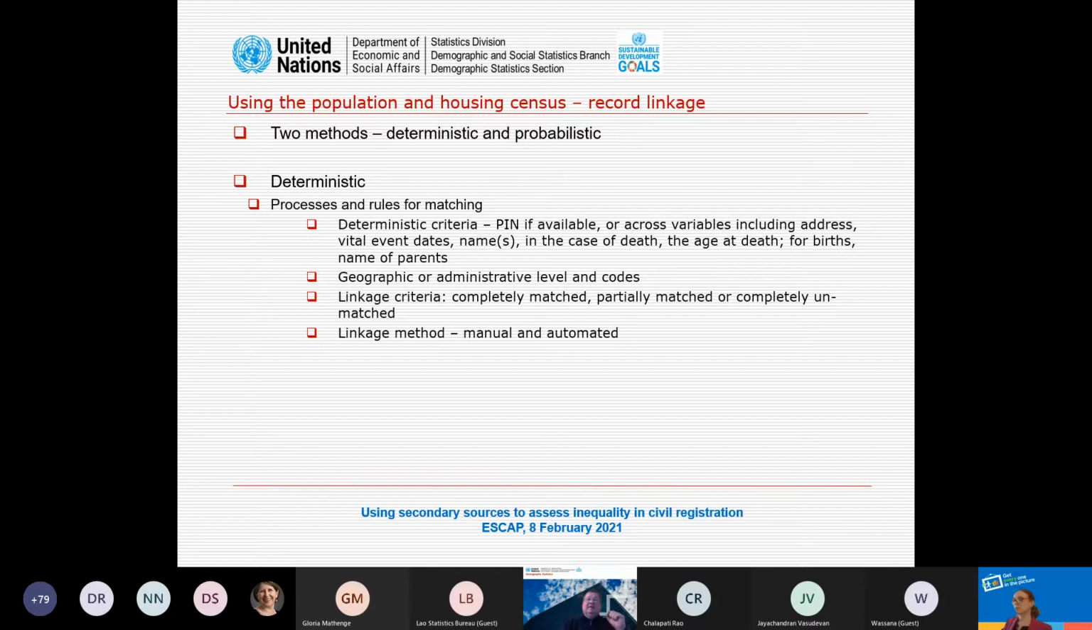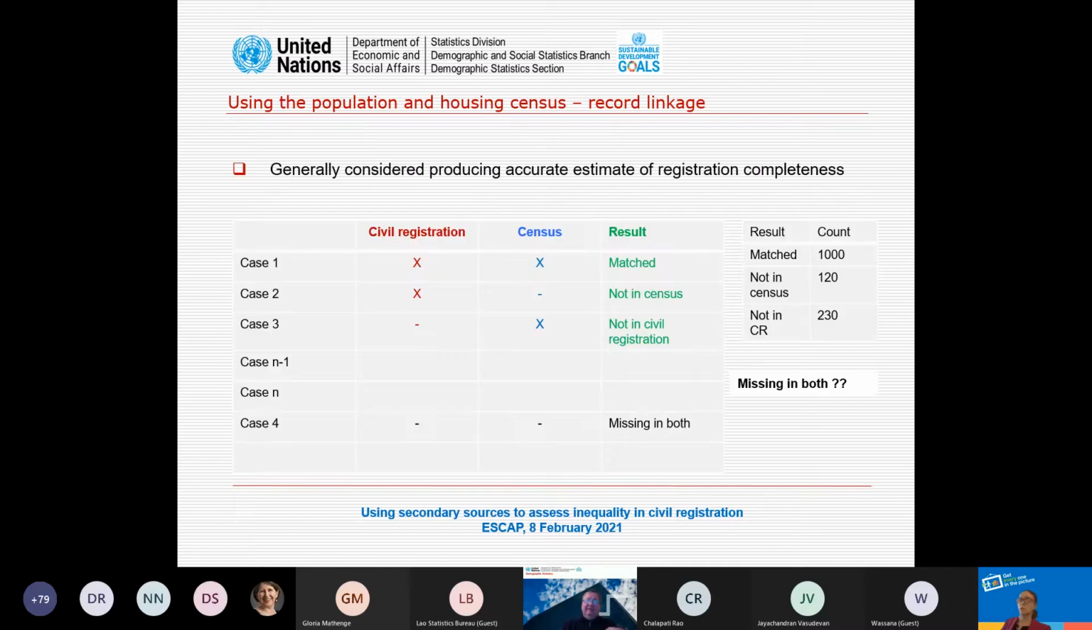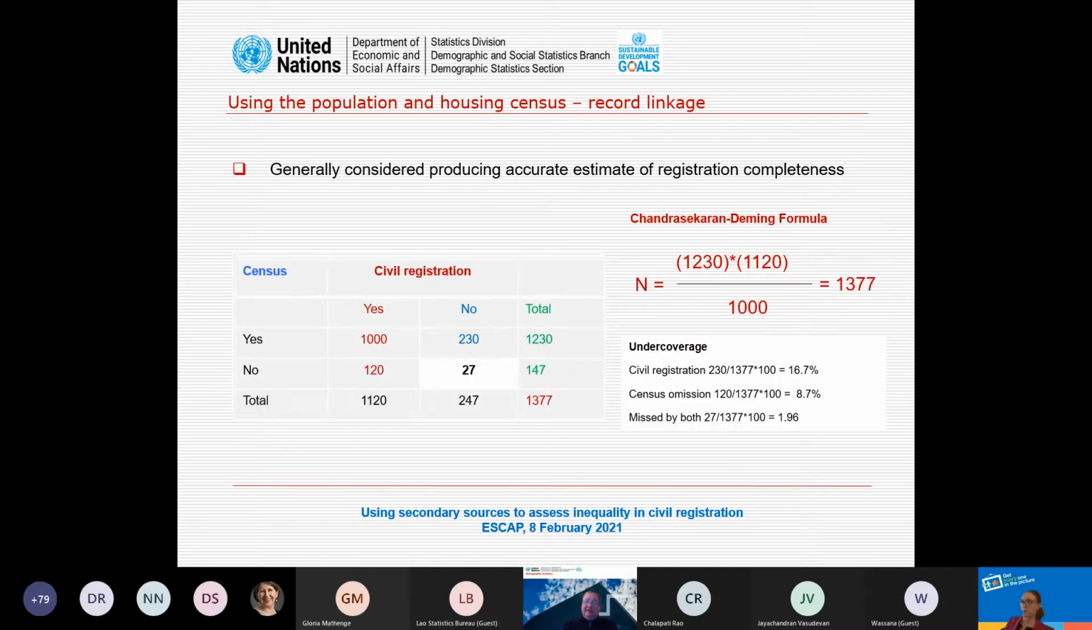Yes. So we do have the deterministic approach, the method that would match exactly the records from the civil registration against those from the census. This is a method that I'm not going to go into detail on. It will be available for you to go into details once it is posted online.